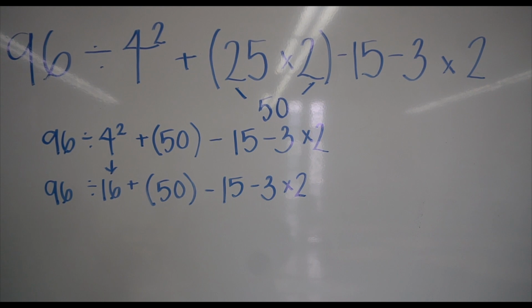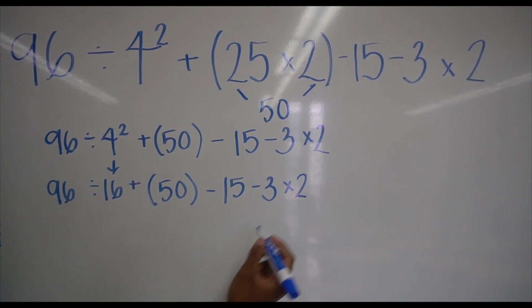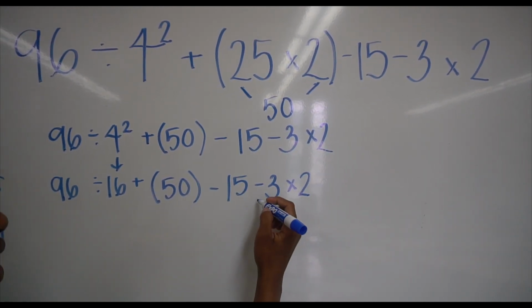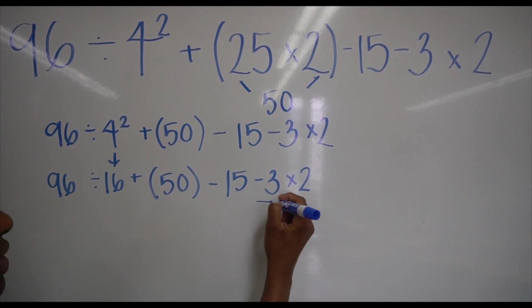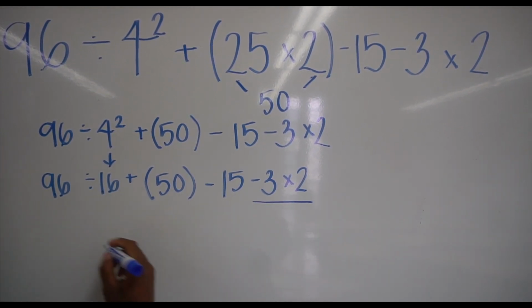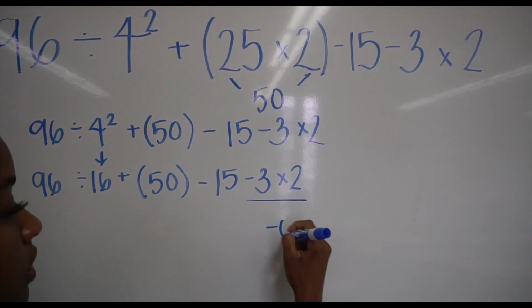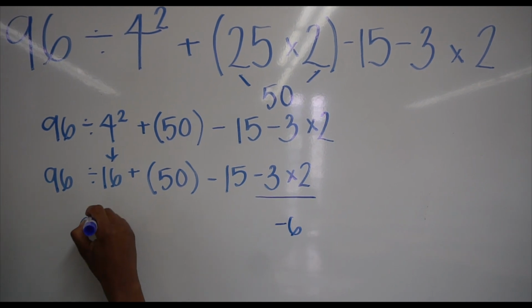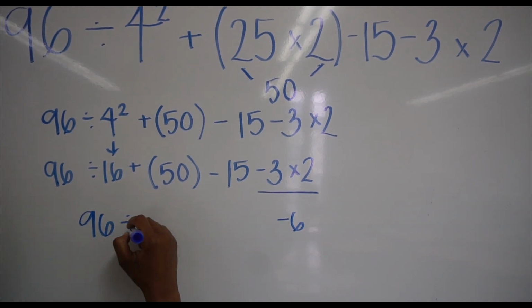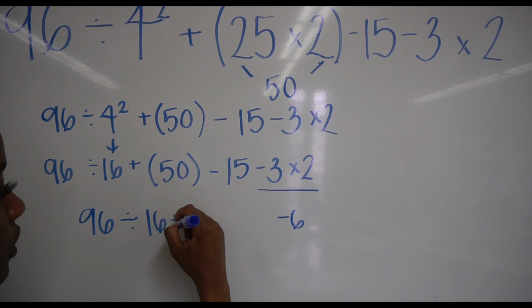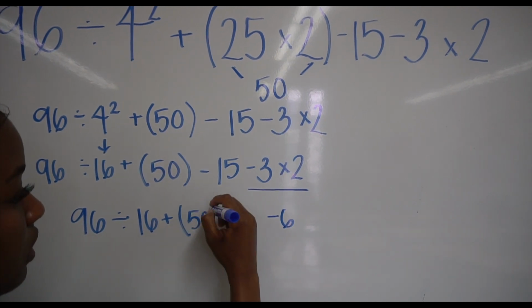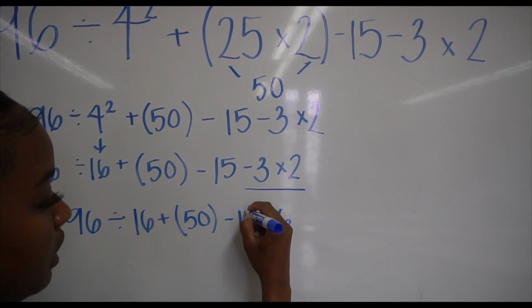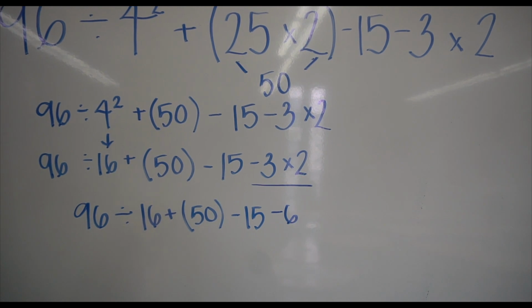My next step from there is to multiply. So the only multiplication I have is negative 3 times 2, which gives me negative 6. So now I have 96 divided by 16 plus 50 minus 15 minus 6.